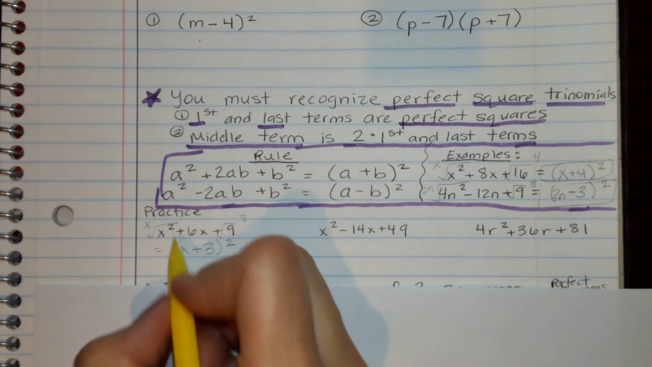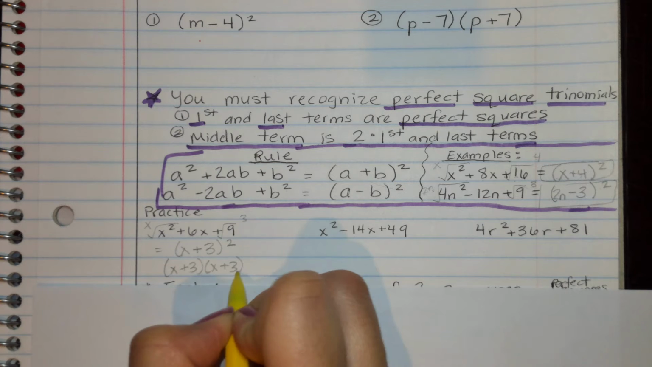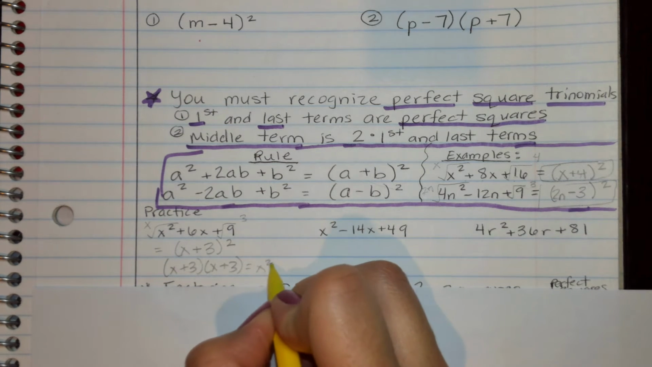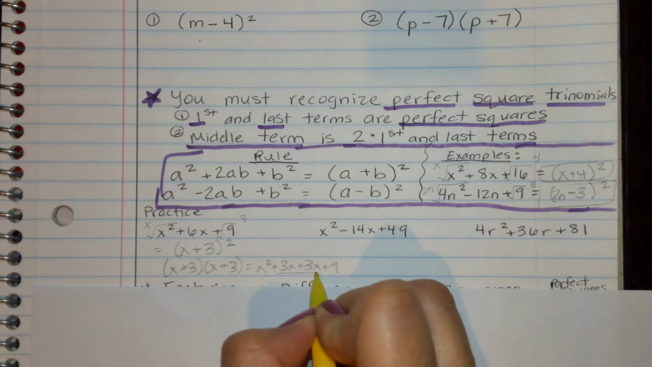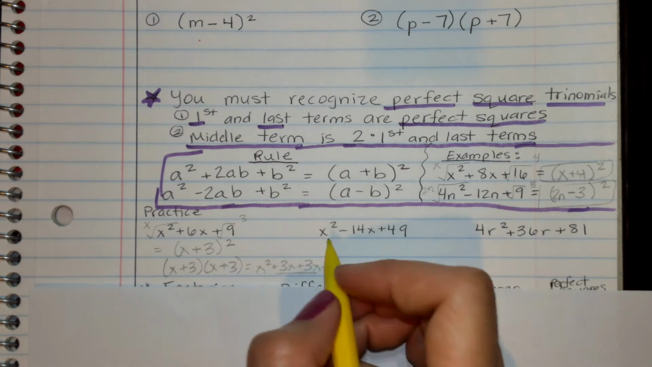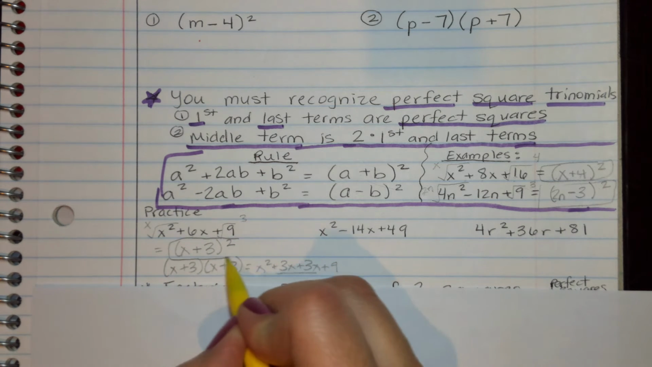And if you're ever not sure, you can always multiply it out, write the binomial twice, do FOIL, x squared plus 3x plus 3x plus 9. The 3x plus 3x does give us 6x. So that does check out. So you can always check your answers by multiplying it out.